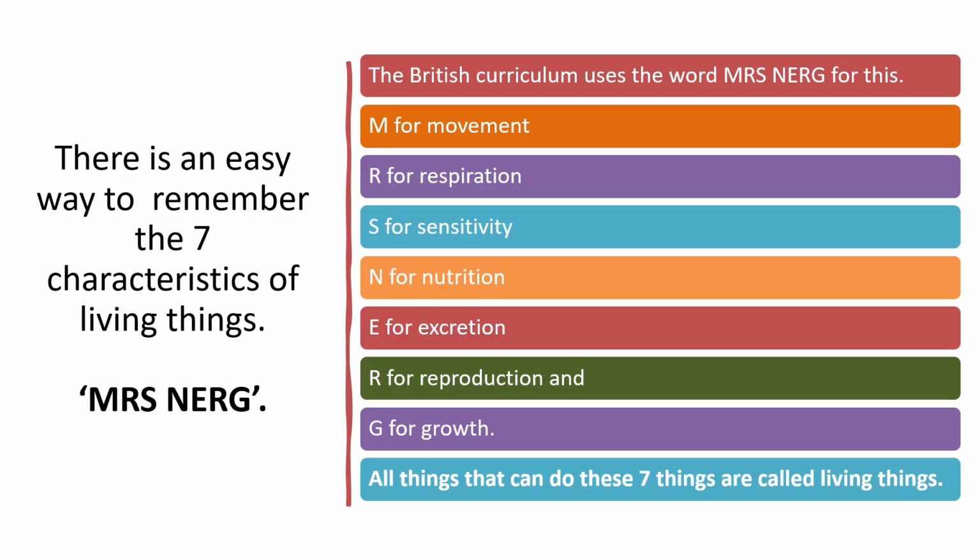Now, there is an easy way to remember the 7 characteristics of living things. You just need to remember the word MRS NERG. The British curriculum uses the word MRS NERG for this. M is for movement, R is for respiration, S for sensitivity, N for nutrition, E for excretion, R for reproduction, and G for growth. All things that can do these 7 things are called living things.